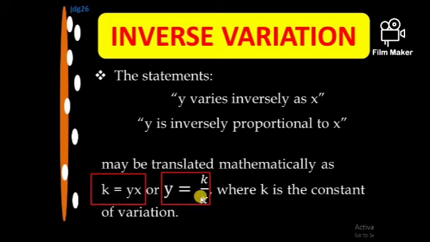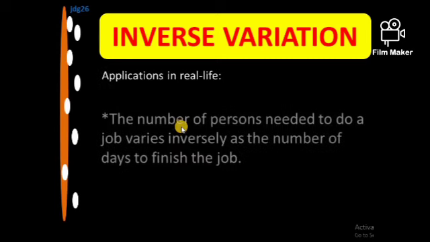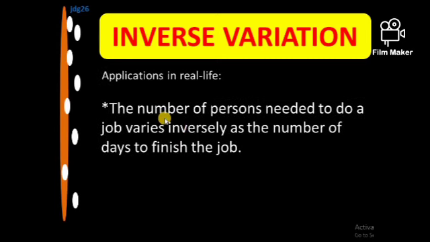So, meron tayong two equations. So, kung ako yung gagawa, usually ito yung karaniwan kong ginagamit. So, ano-ano yung mga applications? So, naglagay tayo dito ng isa. The number of persons needed to do a job varies inversely as the number of days to finish the job. So, ibig sabihin, kapag mas maraming tao ang gagawa, mas konti yung time or yung araw para matapos yung trabaho. Pero kapag kakaunti yung tao na gagawa, mas matagal matapos ang trabaho. So, that is one example of inverse variation.